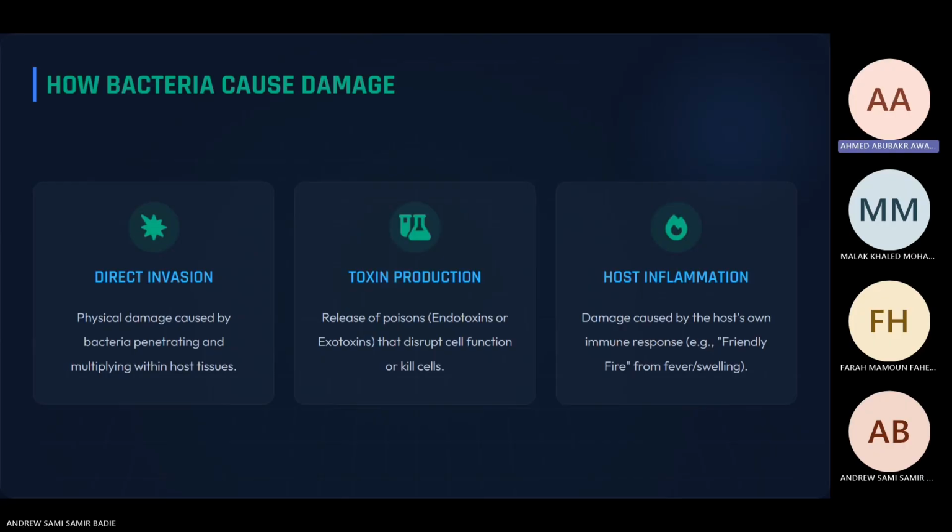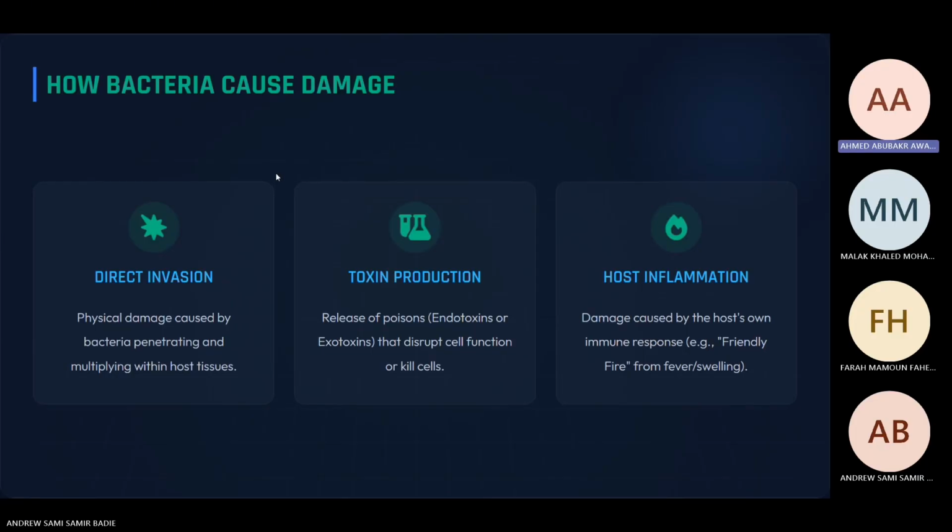Secondly, which is the toxin production. So they can release poisons, which, as we said before, are the guns of the bacteria. They can release poison that messes with our cells, shuts down functions, and even makes holes through the membranes of the cells, which can kill the cells straight away.